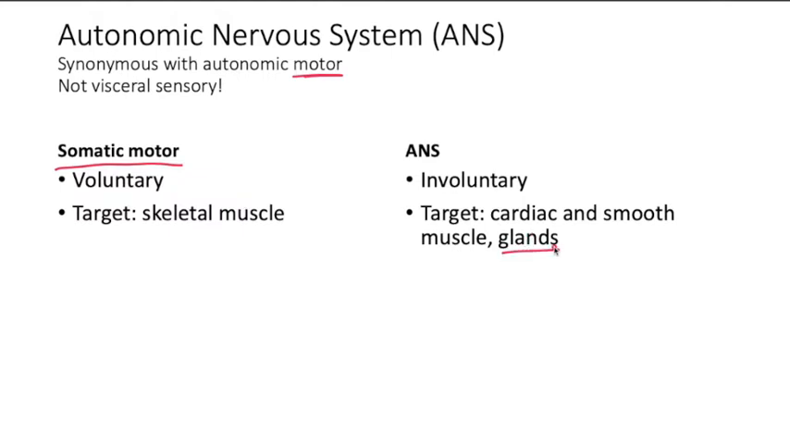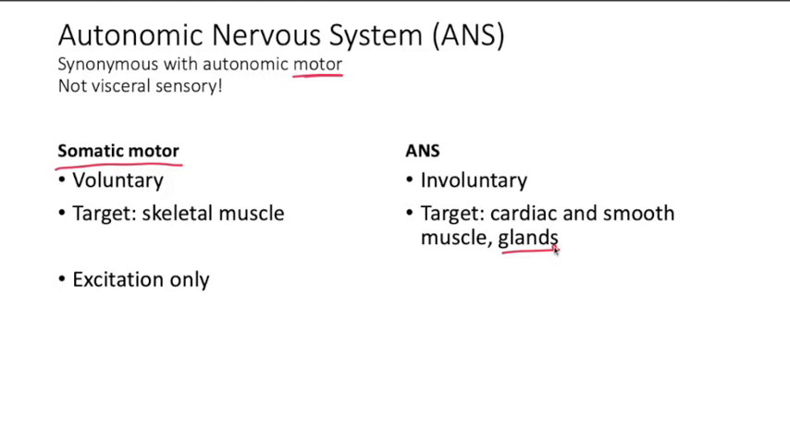So for instance, sweat glands. How do your sweat glands know when it's time to start sweating? The autonomic nervous system will send them a signal saying it's time to go. And there's plenty of other glands. Digestive system and some endocrine glands as well are innervated by and get their signal from the autonomic nervous system.